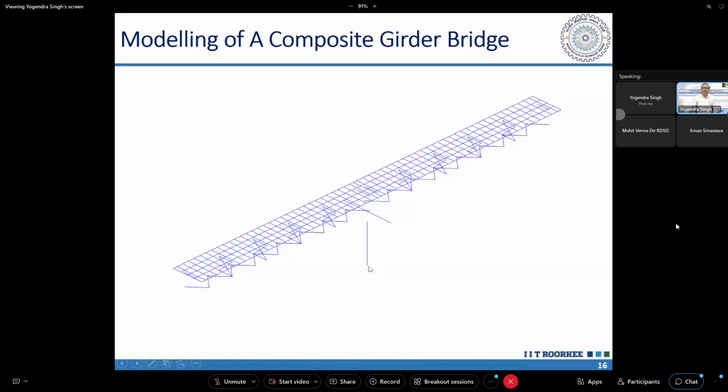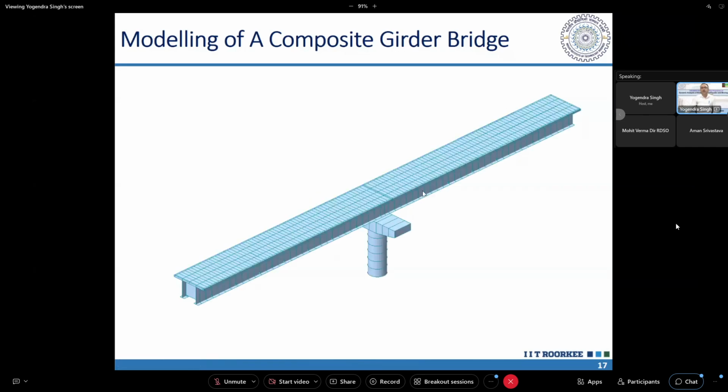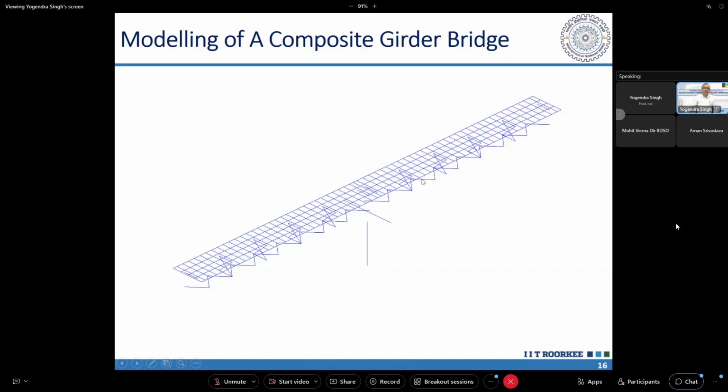The pier is modeled using frame elements, and the pier cap is also modeled using frame elements. Between the grillage and this frame element, there are bearings, which are not seen here, which are modeled using link elements. In the evening, when Mohit demonstrates the same example, he will show in more detail how we can assign the bearings. In 3D view, it may look like the bridge, but in the actual grillage model, when we represent the superstructure and substructure by line elements, it looks very different.